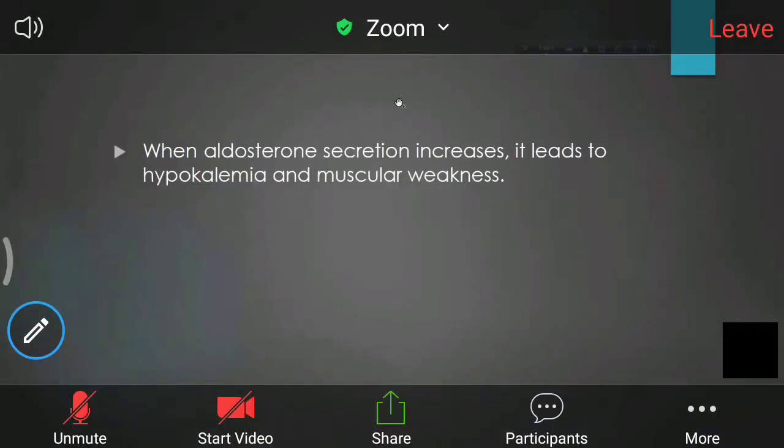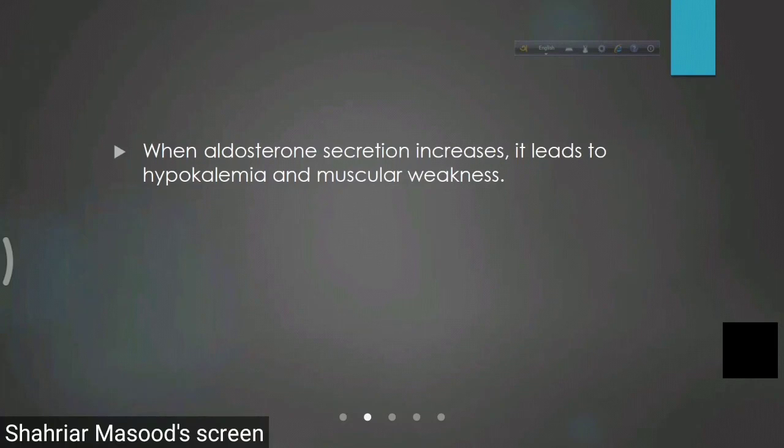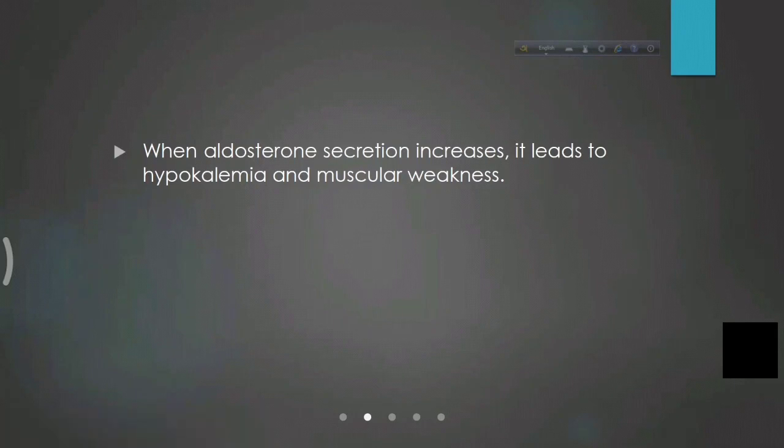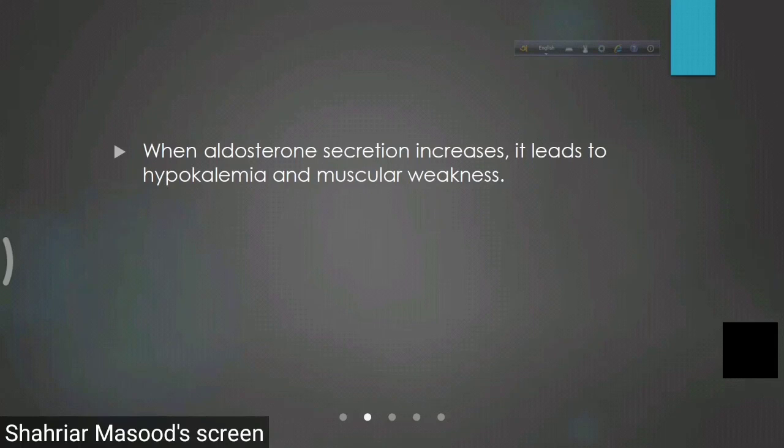One of the functions of aldosterone is to increase the secretion of potassium as well as of hydrogen ions. When there is a decreased secretion of aldosterone, it leads to less secretion of potassium in the renal tubules, leading to retention of potassium ions in the body and hyperkalemia. Hyperkalemia leads to cardiac toxicity, which might lead to death.